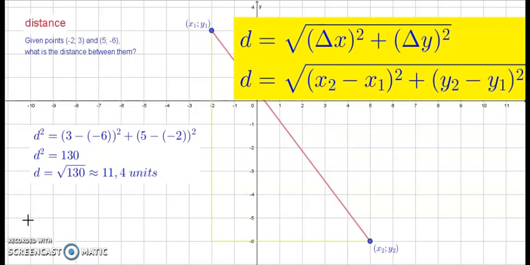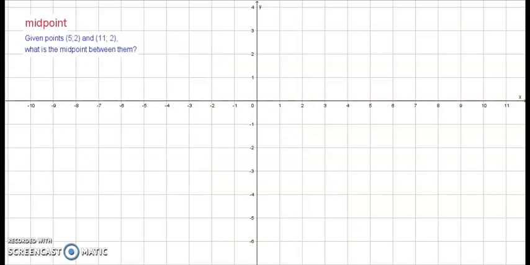Let's move on to the next important measure. Midpoint. Given points (5, 2) and (11, 2), what is the midpoint between them? So let's plot the points. (5, 2) would be over there, and (11, 2) would go over there. And so you're looking for the midpoint of this line. Where is the middle point? And a bit intuitively, we kind of know that the midpoint will be over there at (8, 2).